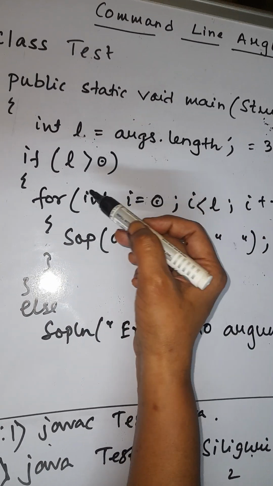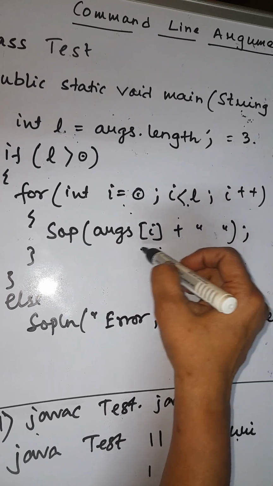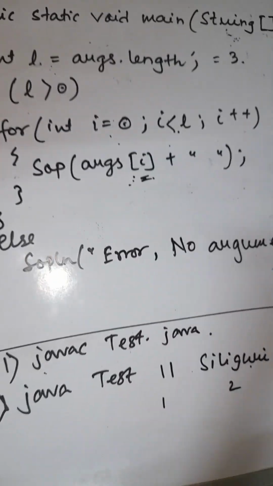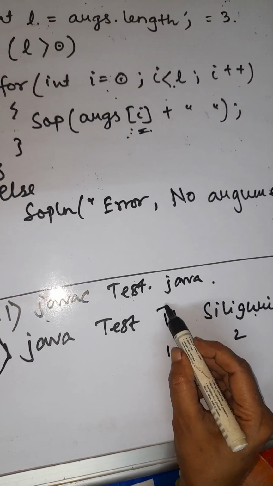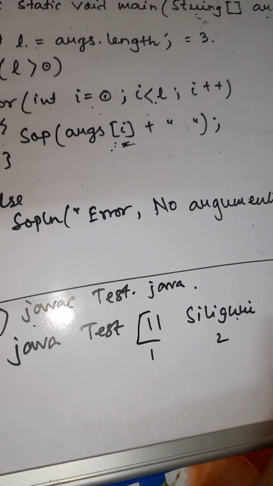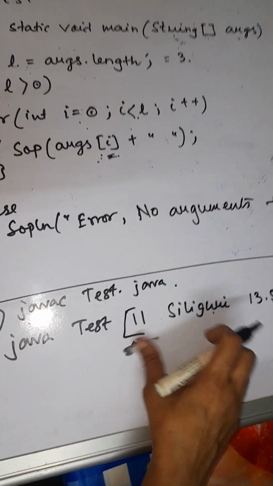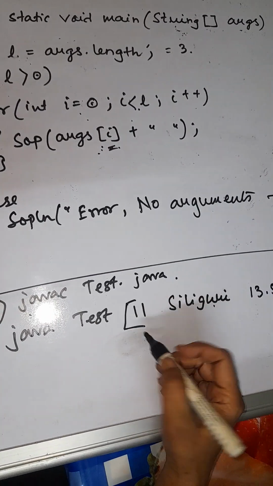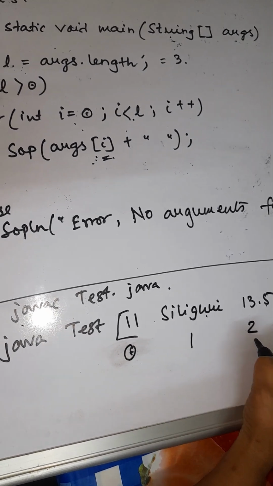It is the 3. So it is greater than 0. Now from 0 to less than 3, it will pass all the values. So ARGS 0, which one? This one. These all are now the ARGS added. So this one is the 0th position, this one is the first position. Number of arguments is 3, but the position is 0th position, first position, and second position.